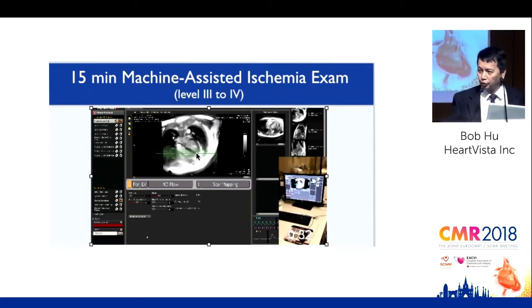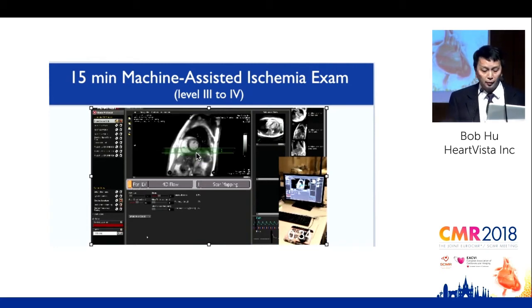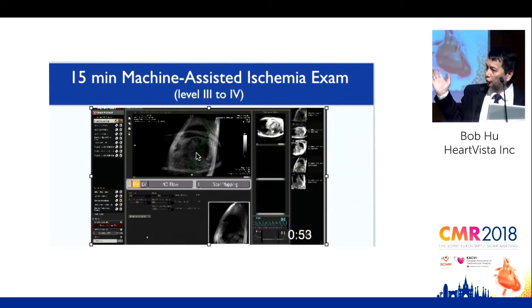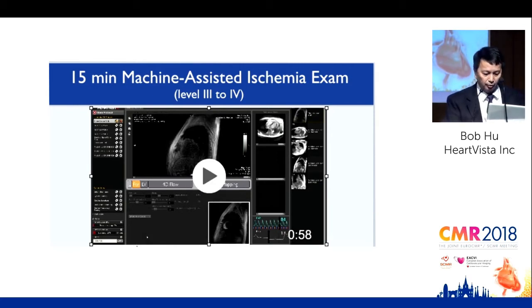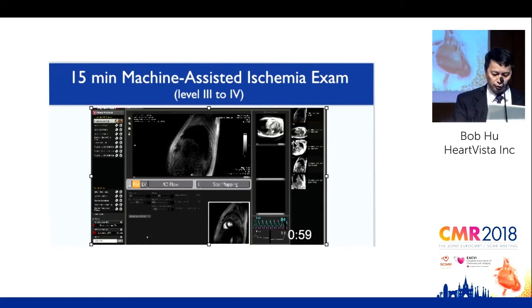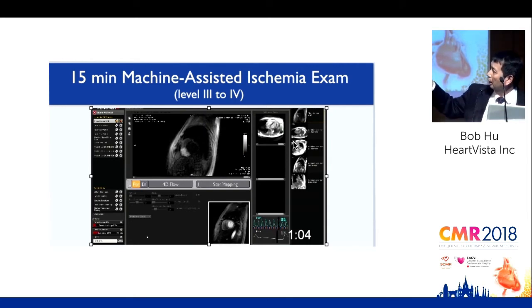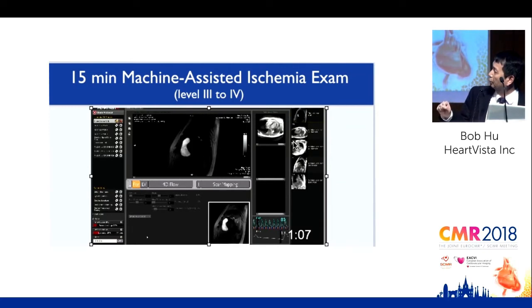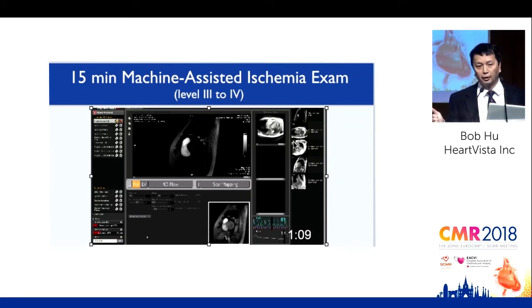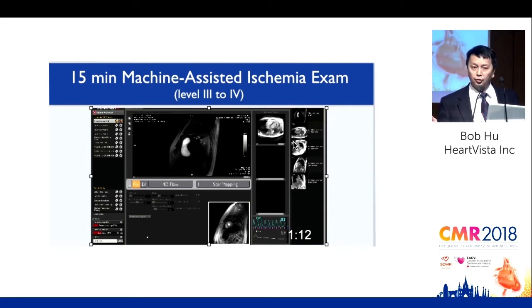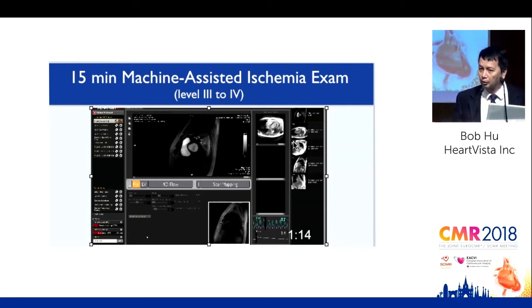And we consider this, to borrow a parlance from the self-driving car literature, level 3 to level 4 autonomous machine driving. On the bottom right-hand here, you can see that we are reconstructing the perfusion images simultaneously. Next, we'll show you the acquisition of LV function with a compressed sensing reconstruction that is done in real time, of course.